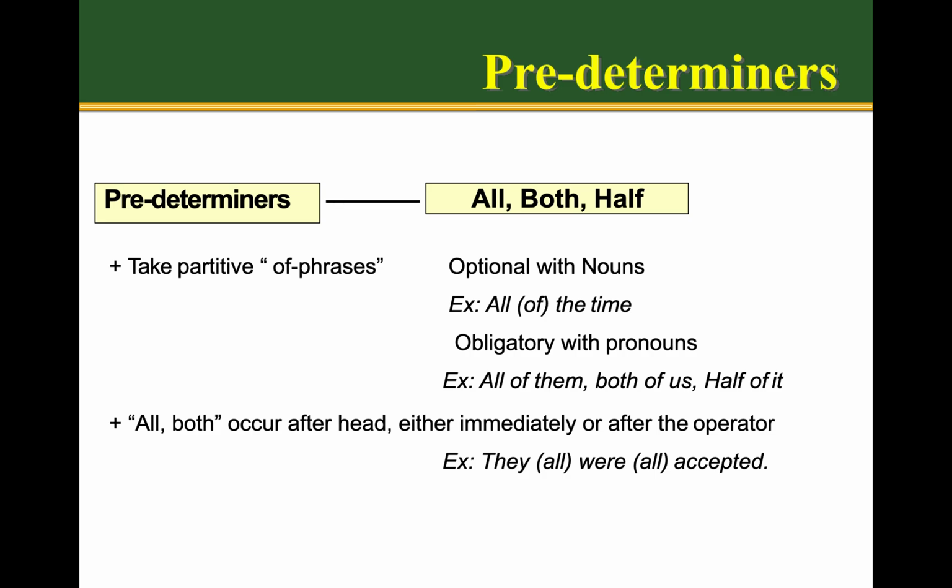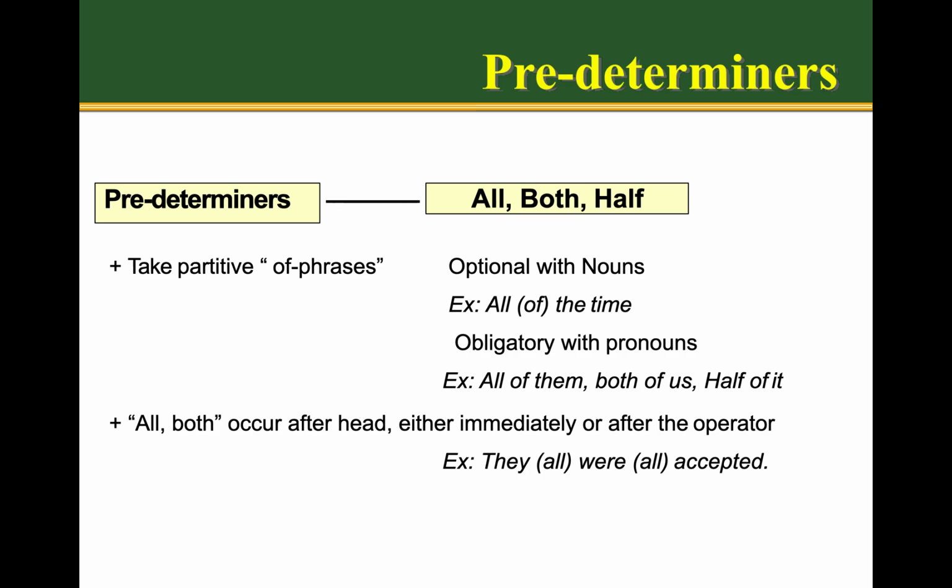So we can say all of the time. We can say all the time. The same. But in the case of pronouns, we cannot say all them. We have to say all of them. We cannot say both us. You have to say both of us. In this case, of is obligatory with pronouns. This is called the partitive of phrase.